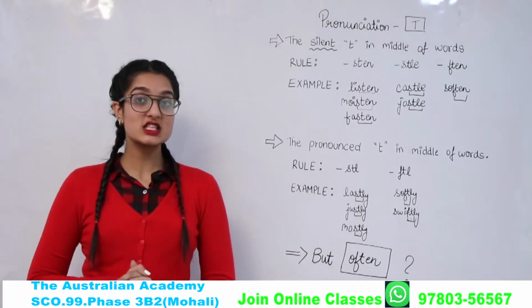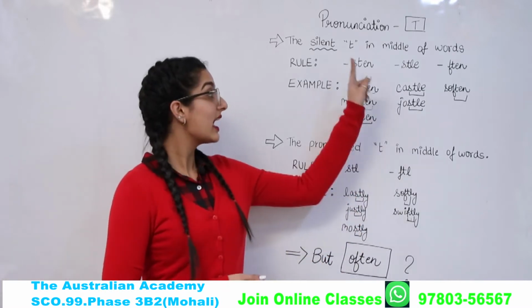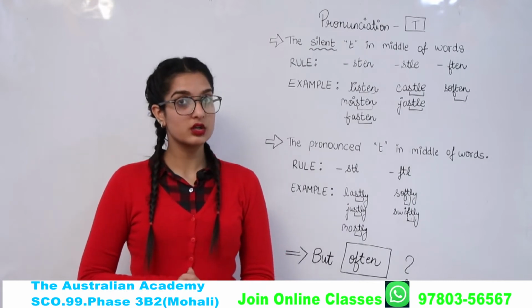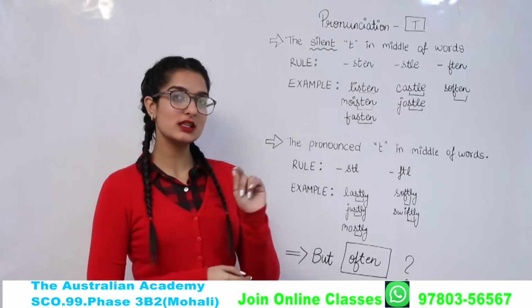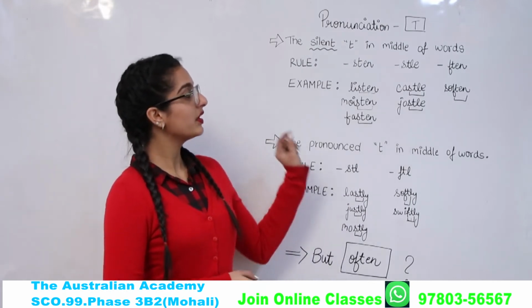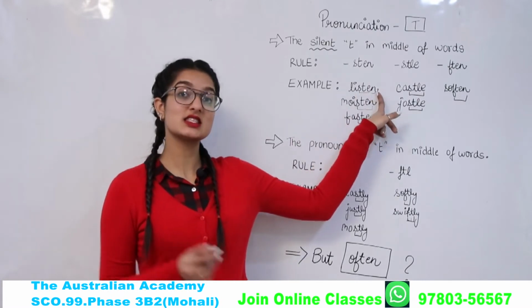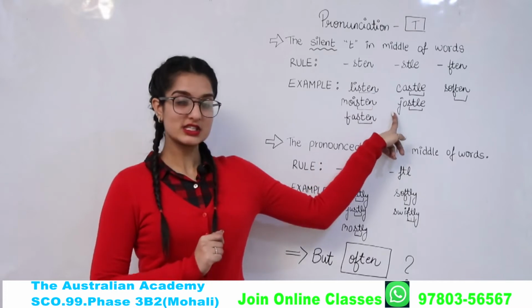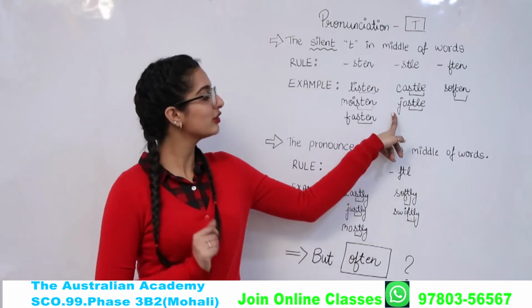The second rule says when you have the alphabets STLE in an order appearing in a word, then the T needs to be silent as well. For example, in words like castle, pronouncing the T will be wrong. Jostle, and not jostle with the T, so you need to take care.